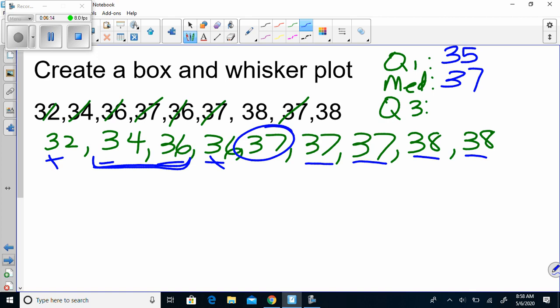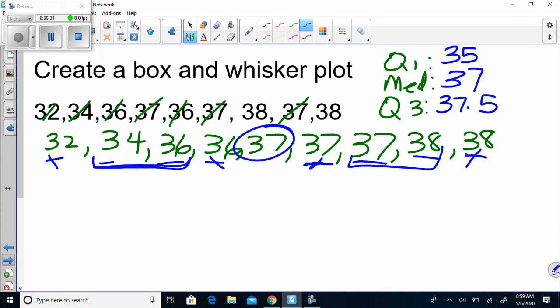Okay, looking here at the top, going from here to here. Oh, look, I have these two together. I add 37 plus 38, I get 75. 75 divided by 2 is 37 and a half. So that's going to change my data a little bit.